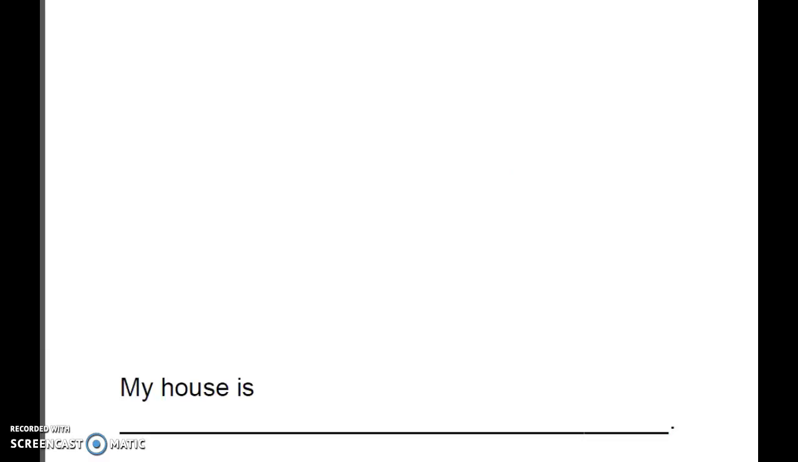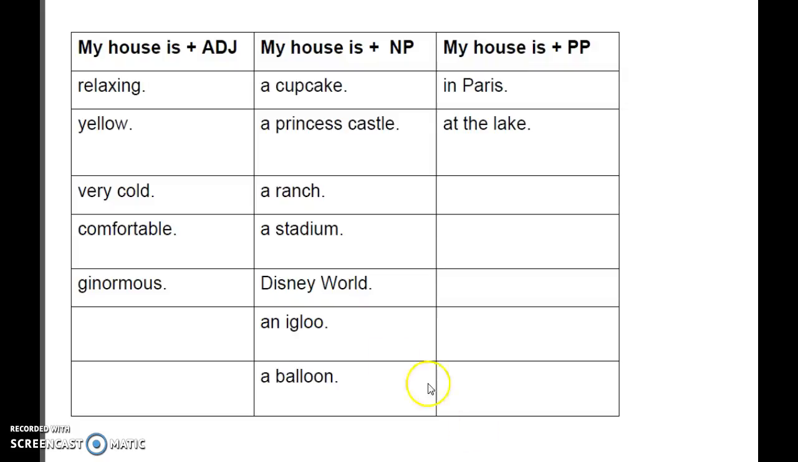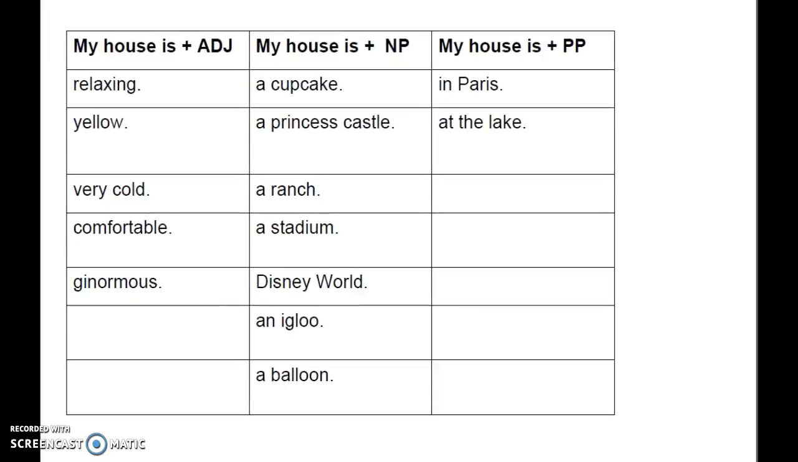So after reading the story, after having them draw and decide for themselves what their house would be, she then said you could focus on looking at these different slots, right? You could say, my house is yellow, my house is comfortable, my house is ginormous. And she talked about how you could have the students, these are the students' answers from her class, decide where to put them. My house is, and then it could be an adjective phrase. Now right here, she has an adjective, but this should really be an adjective phrase.